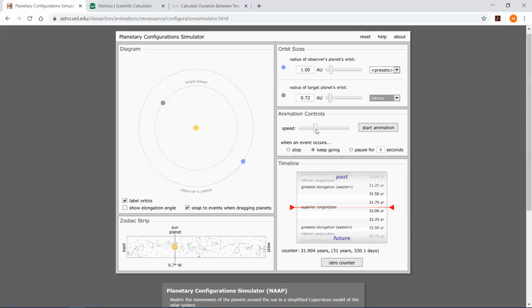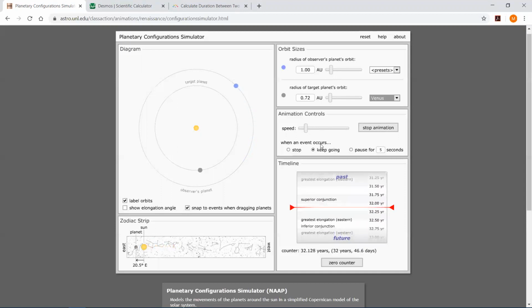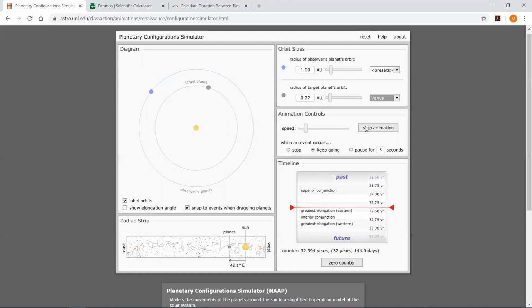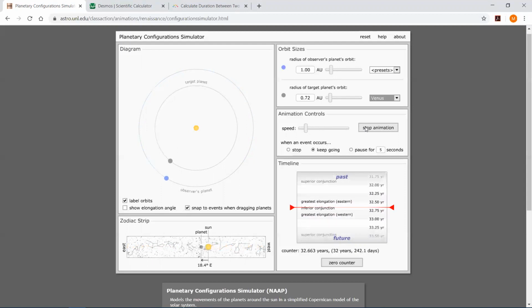So let me slow down the animation here. Notice how even though they're in the same direction, Venus is on the opposite side from the sun. It's far away. I'll hit play here and watch the way the next conjunction looks. It's coming up right about here. Now, when you look towards Venus, again, it's in the same direction as the sun. You can see that down here. In the sky, they look like they're practically on top of each other.